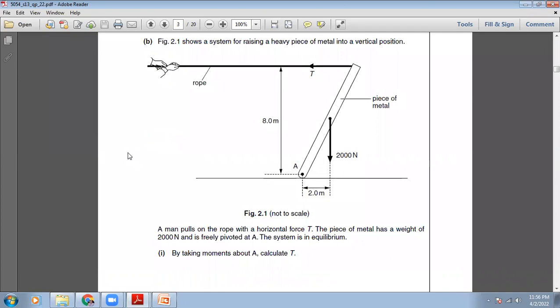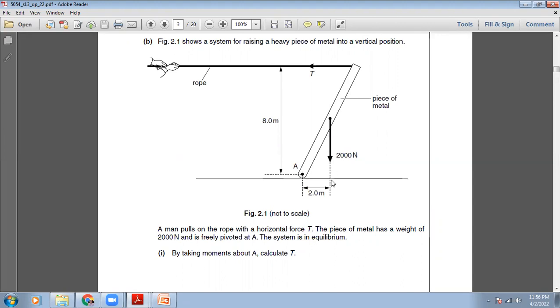Figure 2.1 shows a system of raising a heavy piece of metal into a vertical position. A man pulls on the rope with the horizontal force T. The piece of metal has a weight of 2000 Newton and is freely pivoted at A. The system is in equilibrium. By taking moments about A, calculate the T. So this is the pivot.